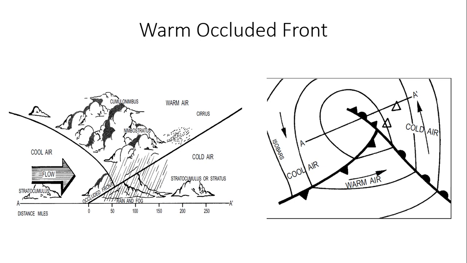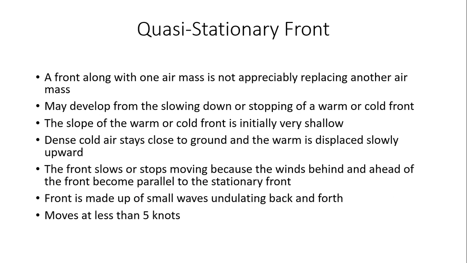And aloft, as that warm air is lifted, you definitely can see some more in the way of towering cumulus. But in general, the weather at the surface with a warm occlusion tends to follow more that of warm frontal weather. Stratiform clouds, more continuous precipitation.